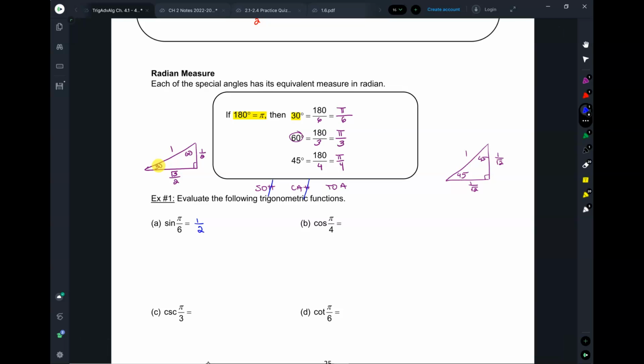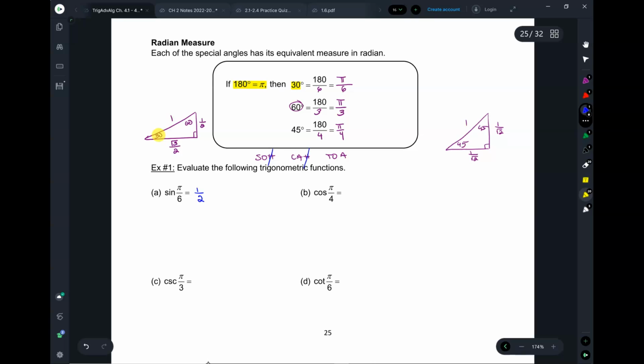Okay? Let's do another one. Cosine of pi over 4. What angle is pi over 4? 45. So I look at the 45 degrees. Now I want cosine. Cosine is now just adjacent. No more hypotenuse. It's just adjacent. Adjacent to the 45, 1 over root 2. I just put 1 over root 2 in one shot.